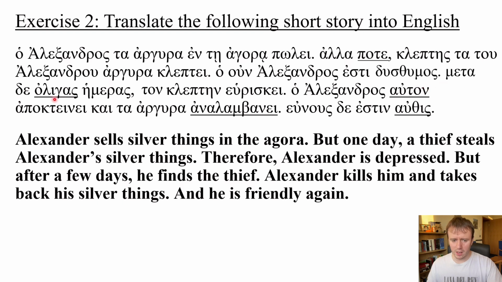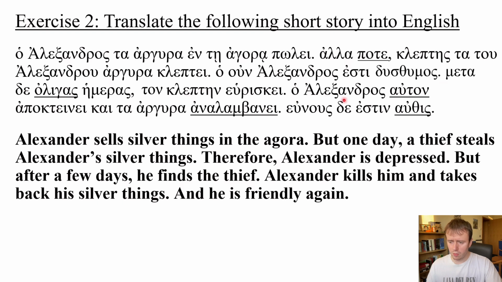Meta de oligas hemeras. Now, de is a particle meaning and or but. Here I've translated it as but. Meta plus the accusative means after. Here it's going with the accusative plural phrase oligas hemeras, meaning a few days. So we would say after a few days. Heuriske is he, she, or it finds. Τον κλέπτην. The thief in the accusative singular. So, but after a few days, he finds the thief.